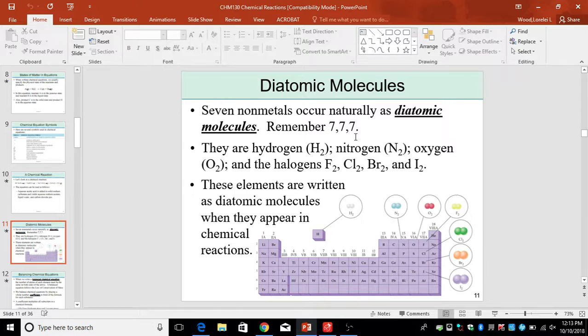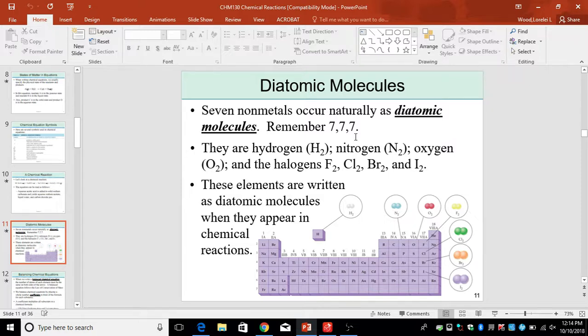Now, that doesn't mean that's the only way they can exist. No. But when you see something like fluorine gas, chlorine gas, bromine gas, iodine gas, then you go, oh, that's one of those diatomics. Right? Here's where the 777 thing comes in. You see that it starts at element number 7, which is nitrogen, right? Nitrogen is diatomic in its natural state. In this air that we breathe, it's about 78% nitrogen. What we are breathing right now is about 78% nitrogen because nitrogen exists as a diatomic molecule.